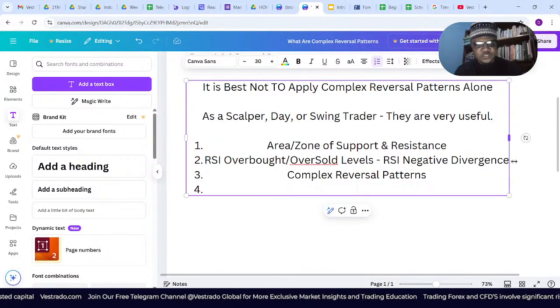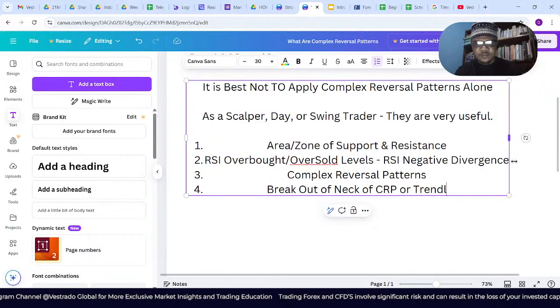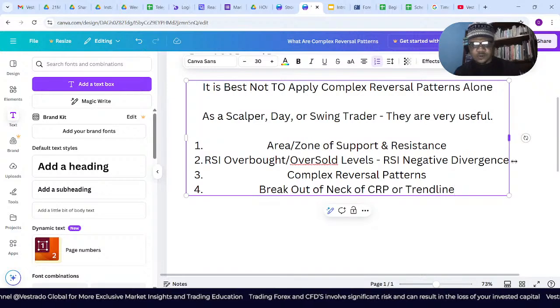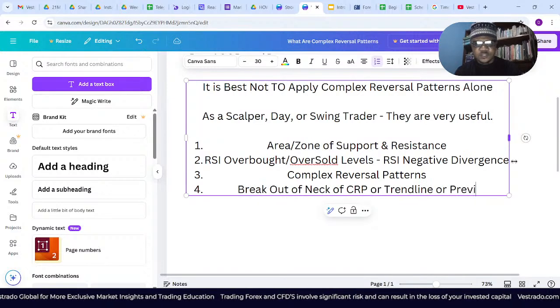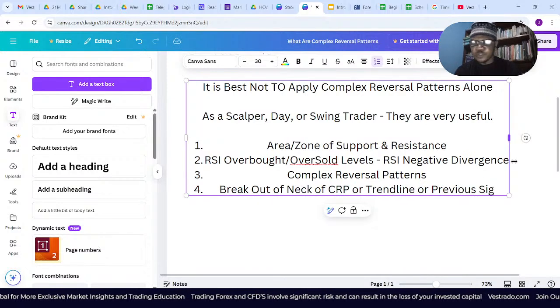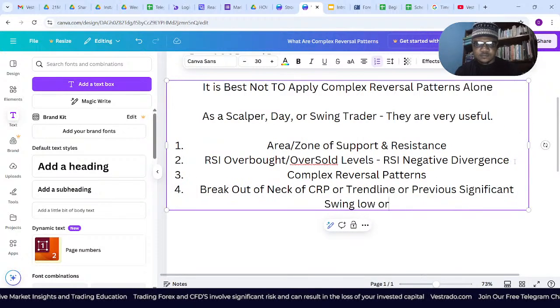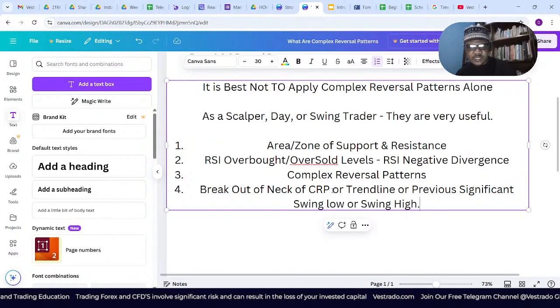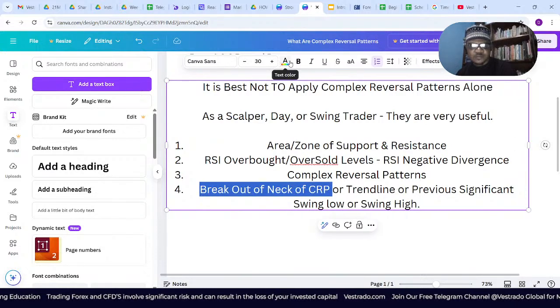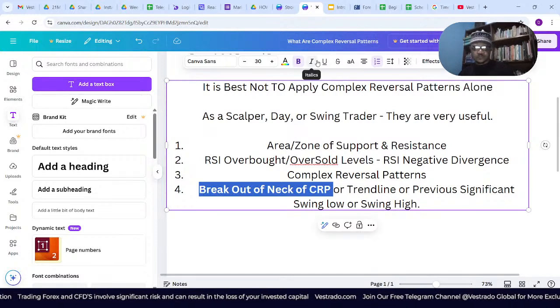Then you want to see breakout of the neck of the complex reversal pattern. Okay. Or trend line. All right. Or previous significant swing low or swing high. The surest among these three is the breakout of the neck. That's what you want to look out for.